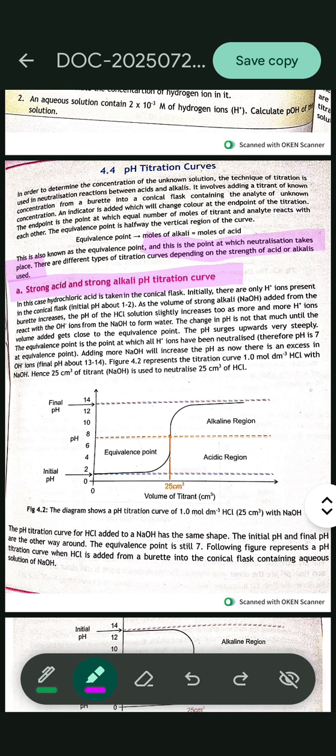13.5, and this is basically the equivalence point. So at this point the acid and base neutralize each other. The pH titration curve for HCl added to NaOH has the same shape. The initial pH and final pH are the other way around. The equivalence point is still 7. The following figure represents the pH titration curves.